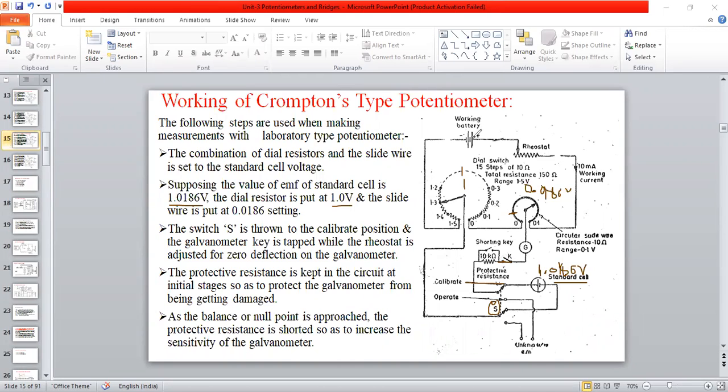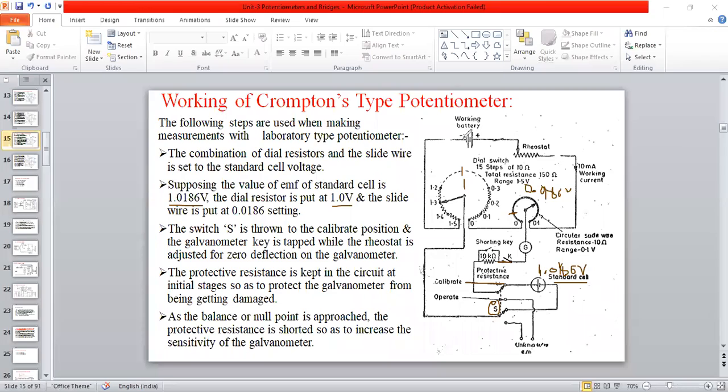Just imagine now the current will start to flow here. It will connect through the galvanometer, but the open circuit is there, so no current will flow there. Again it will come back. The current will flow through the standard cell, and through this switch like this. Next it will reach this point, and from here to the negative terminal. It is a closed conducting path now.